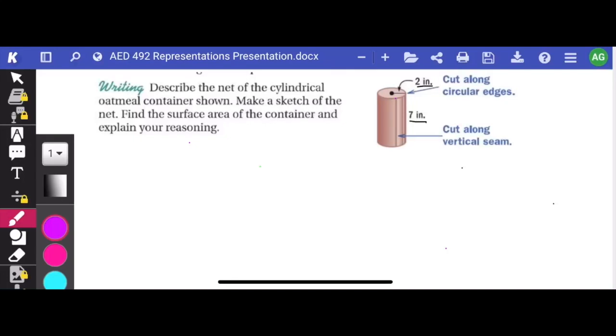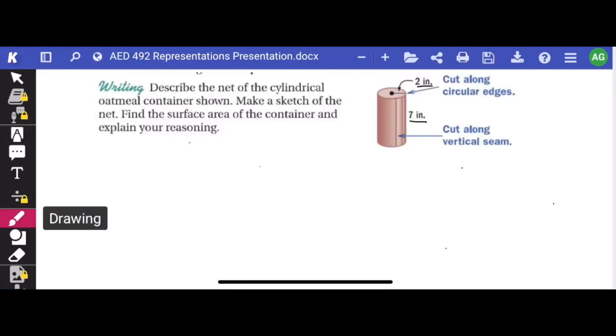Hi, today we're going to talk about volume and we're going to solve this volume question. Describe the net of a cylindrical oatmeal container shown. Make a sketch of the net, find the surface area of the container, and explain your reasoning. So notice to the right we have an image of the oatmeal container, and we're going to define our values. The radius is 2 inches and the height would be 7 inches, and they give us that in the diagram.